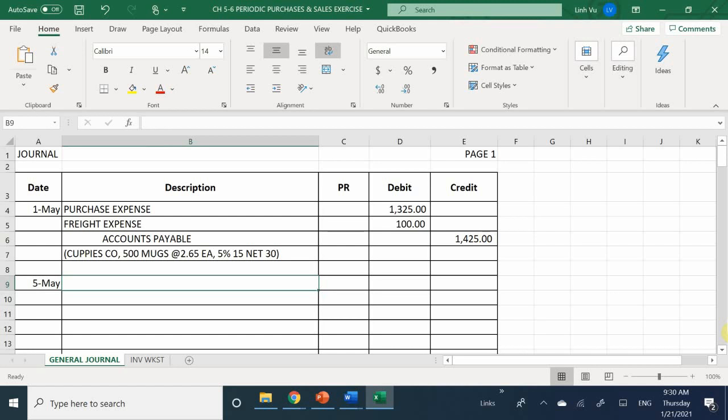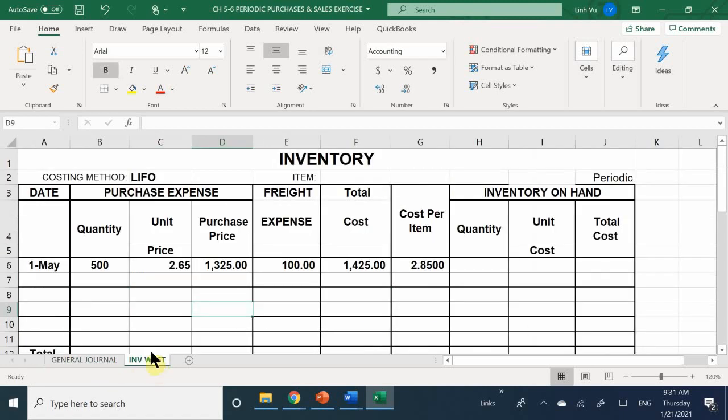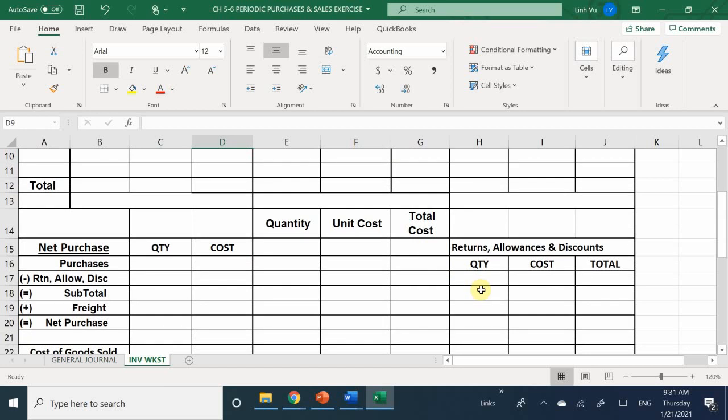We are returning items for a full refund. Purchase expense. We have to do inventory first, right? You can do inventory first. Did you want to do inventory first and then the journal after? Yeah, I'm okay with that. Irina says that we're going to do the inventory worksheet first.